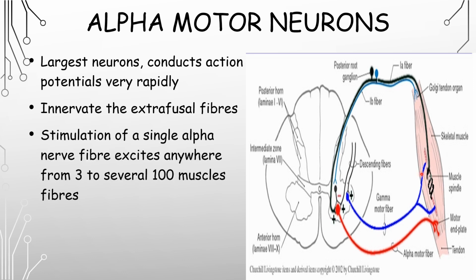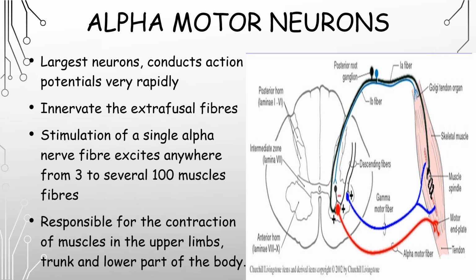The stimulation of a single alpha nerve fiber excites anywhere from 3 to several hundred muscle fibers. Collectively, this is called the motor unit. It is also responsible for the contraction of muscles in the upper limbs, trunk and lower part of the body.